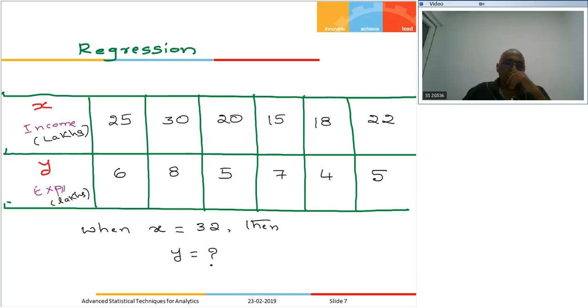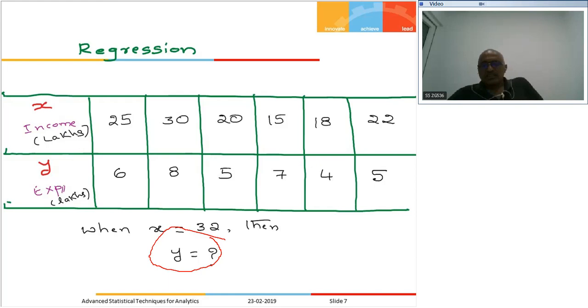Now we had this income and expenditure in lakhs. This is the past data what we had. When X, the income, is 25 lakhs, then expenditure is 6 lakhs. 38, 25, 15, 7, 18, 4, 22, 5. Then if X equals 32, how much expenditure can I expect?